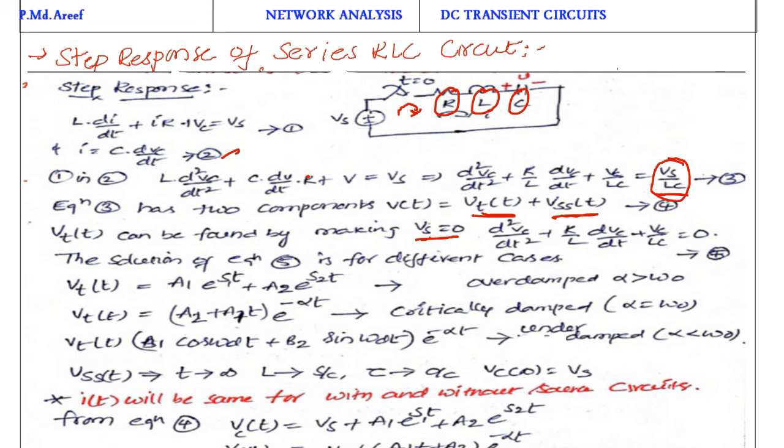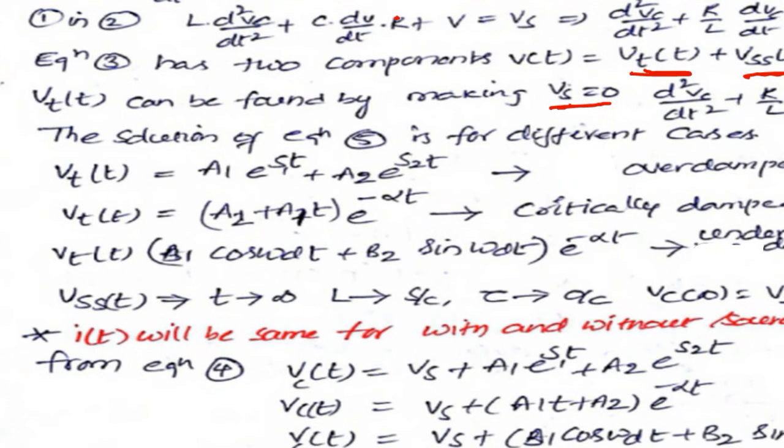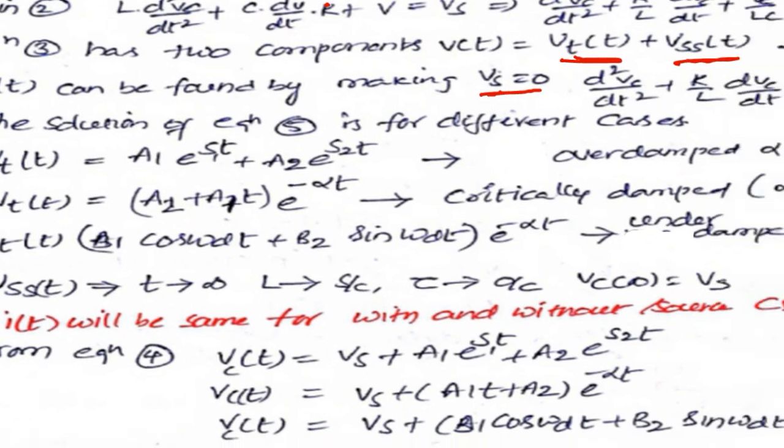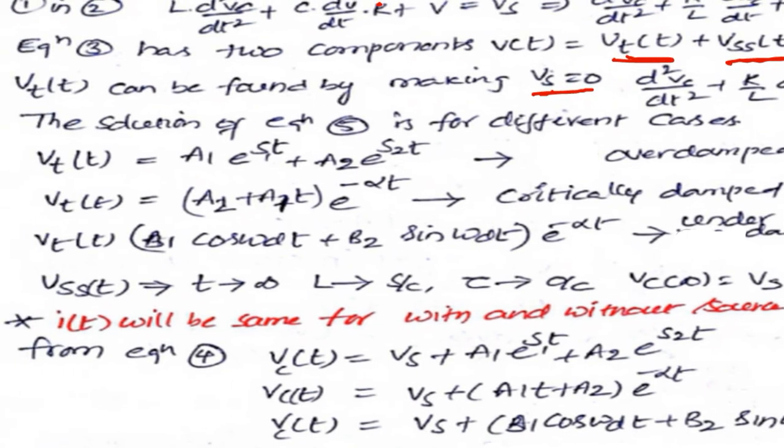So if you solve the second order equation, just we have seen there are three different cases. So Vt of t is equal to a1 into e power s1t plus a2 into e power s2t. So this is overdamped case, just we seen. And similarly Vt of t is equal to a2 plus a1 into t, so in some textbooks they written a1 plus a2 into t. Okay, so both are same. This don't need to be worried. Into e power minus alpha t. So just now we have seen.